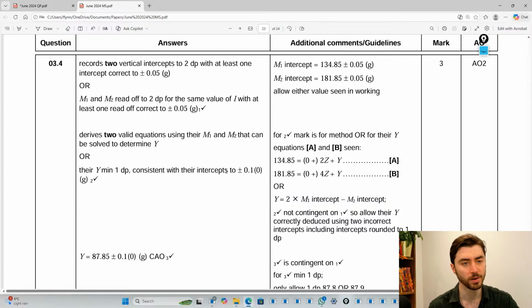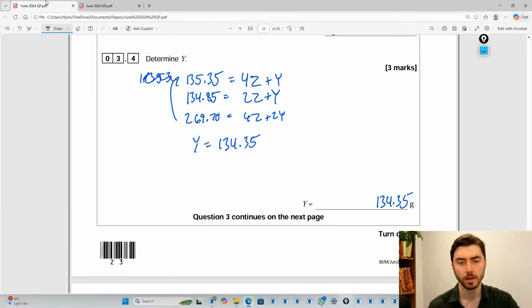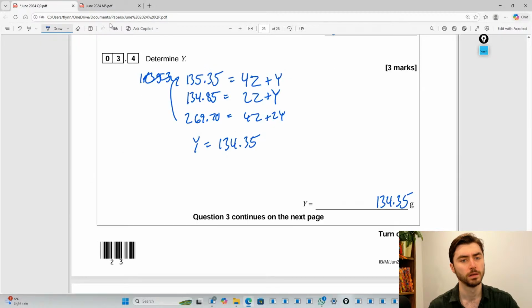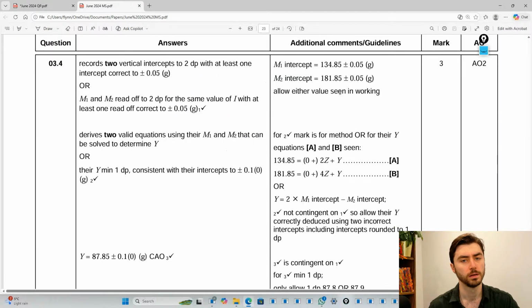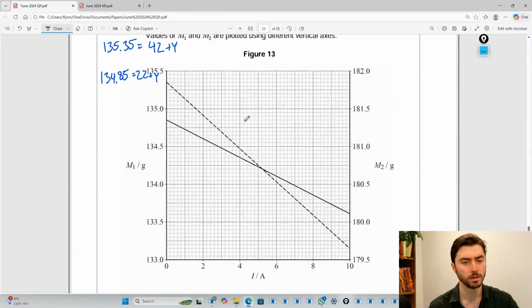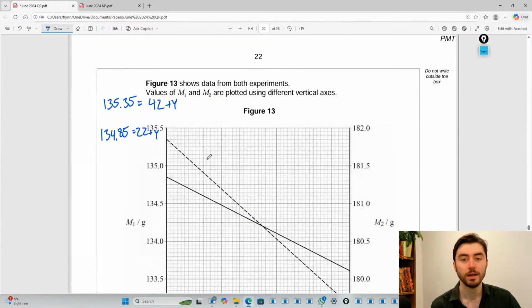Oh, I got it dead wrong. Huh. Oh, I got that dead wrong. Wait, what? Oh! God damn it, guys. I did not read this graph properly.